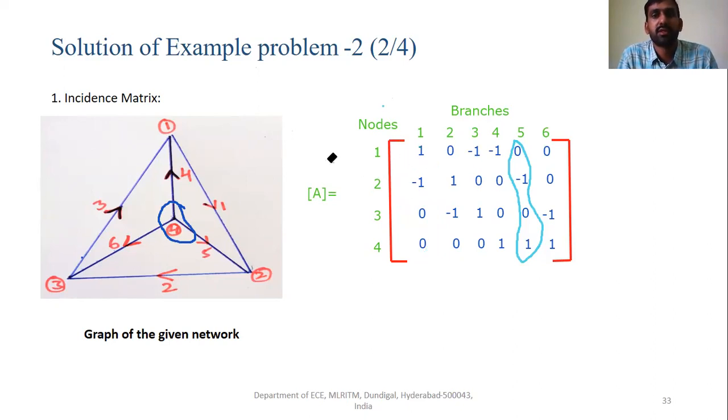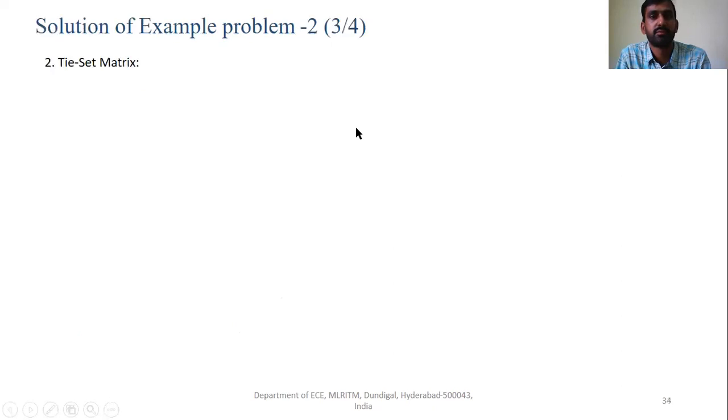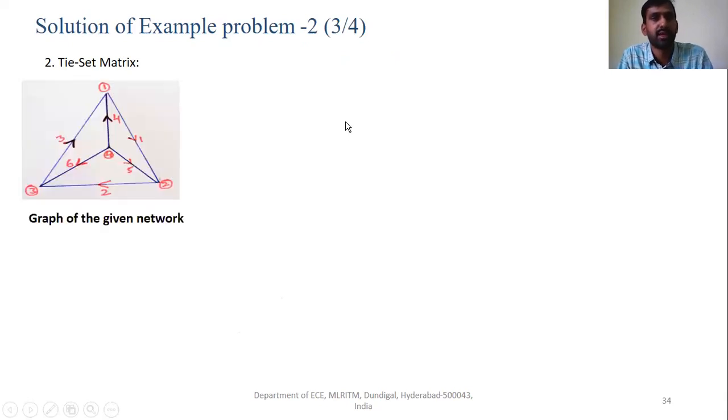So before moving to the tie-set matrix, let us move into the tie-set matrix. So again, let us take the same graph. So this is the graph of the given network, which we have obtained. So for this given graph, we have to obtain the tie-set matrix.